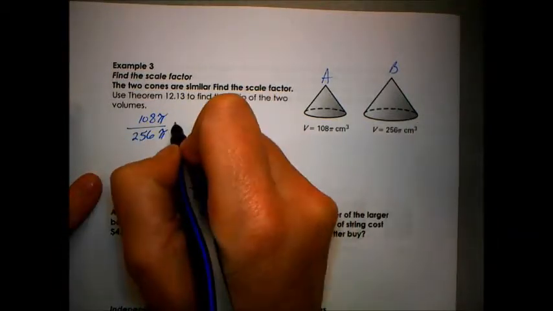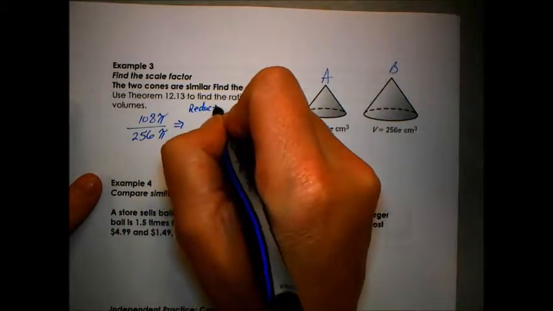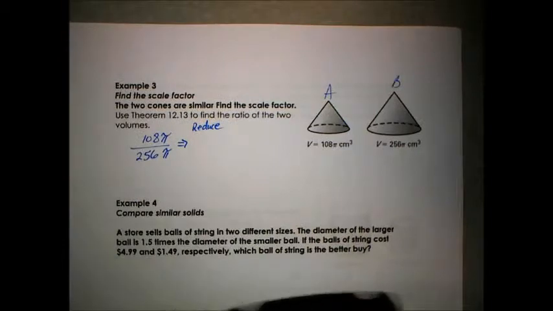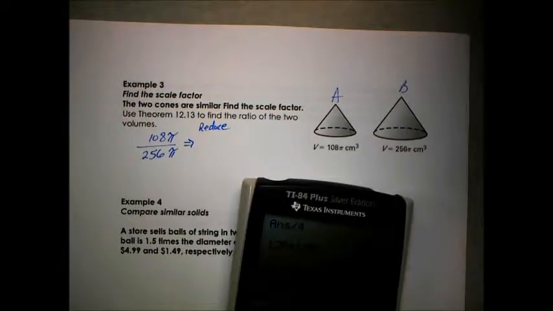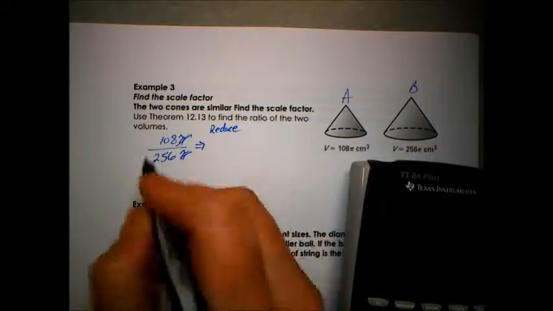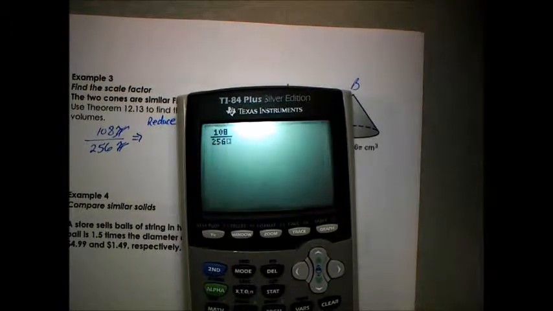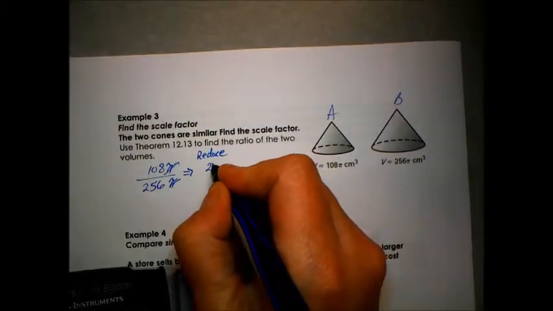And my first job here is to try to reduce this to find nicer numbers. Now obviously I can see that the pi's will cancel out. So I actually just have 108 over 256, and I wrote this in fraction form in my calculator. It gives me 27 over 64.